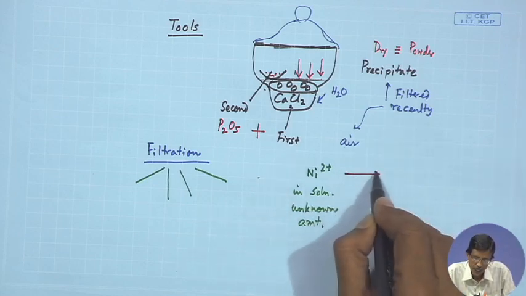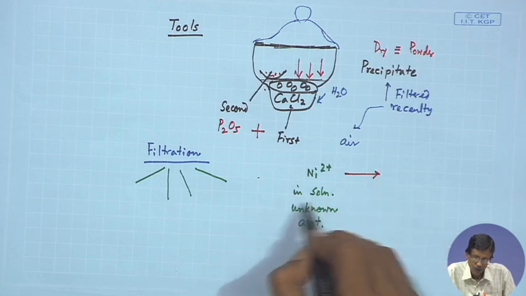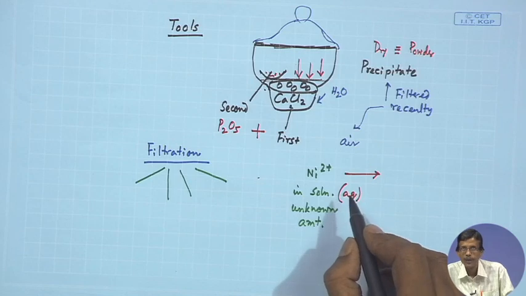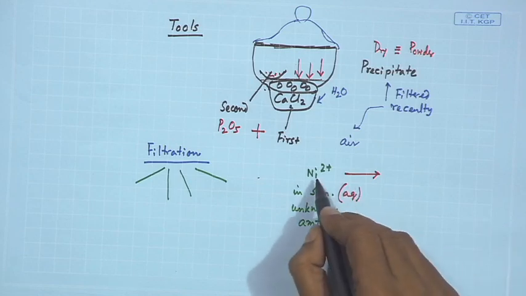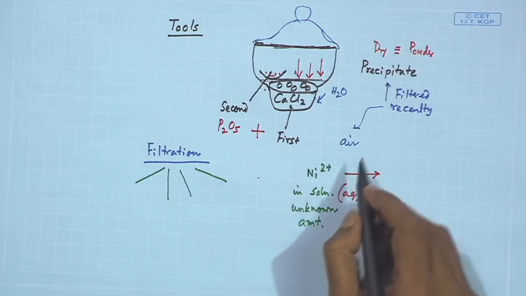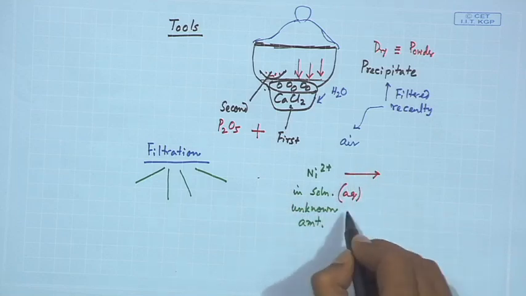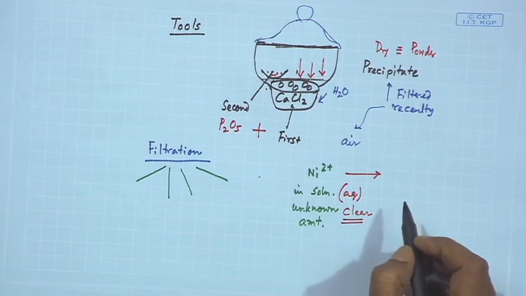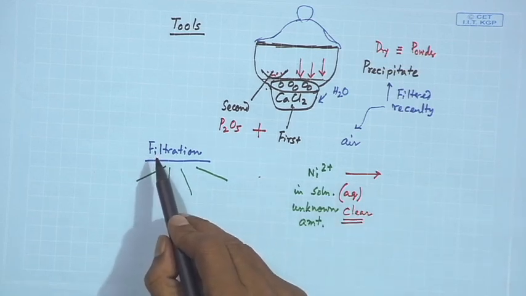So, we give some reagent. If you have this aqueous solution of a certain concentration of Ni2+, it is giving you a very clear solution. So this solution is definitely a clear solution. But to know this, how do you know this? Filtration, basically.